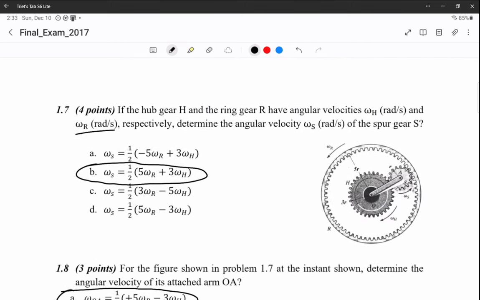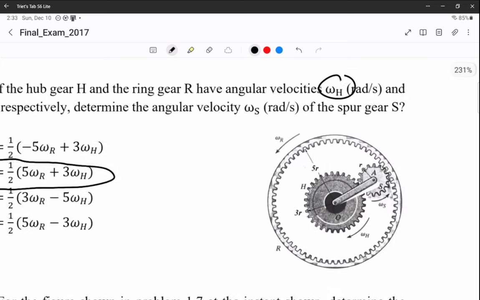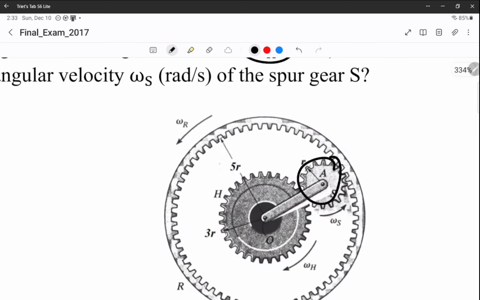1.7. You have a hub gear, H. So H is this small one here, and the ring R, so that's the big one. We have angular velocity omega H, the angular velocity of the small gear, and you also have angular velocity omega R of the ring, the big ring. We're determining the angular velocity omega S of the skier right here.